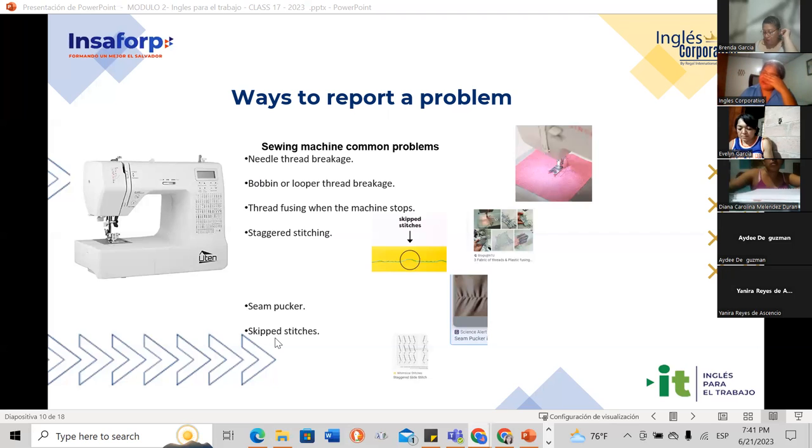Okay, so I give you different problems that you can report in English, right? Skipped stitches, seen poker, staggered stitching, refusing when the machine is stopped, bobbin or looper breakage, needle breakage.